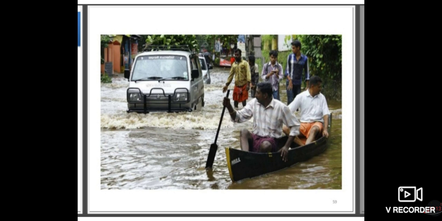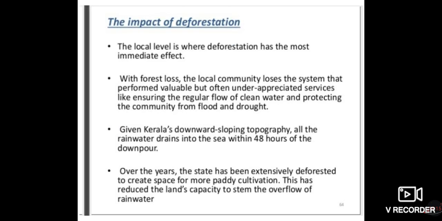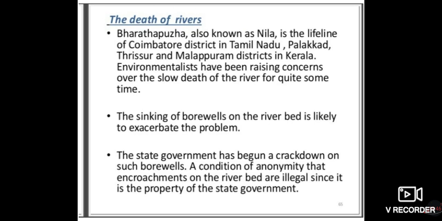This is the flood we experienced last year. One of the main reasons is the impact of deforestation. With forest loss, local communities lose the ecosystem's valuable but often underappreciated services, like ensuring a regular flow of clean water and protecting the community from flood and drought. And Kerala has a downward sloping topography. All the rainwater drains into the sea within 48 hours of downpours. These are some of the issues of deforestation.